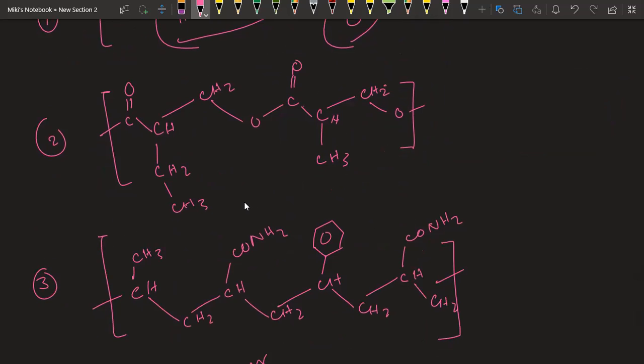Let's see, here we have some part. It will be seen that this is a part of a carboxylic acid. This could be observed, isn't it? This is a part of our carboxylic acid. And this one could be a part of an alcohol, isn't it? This could be a part of alcohol.